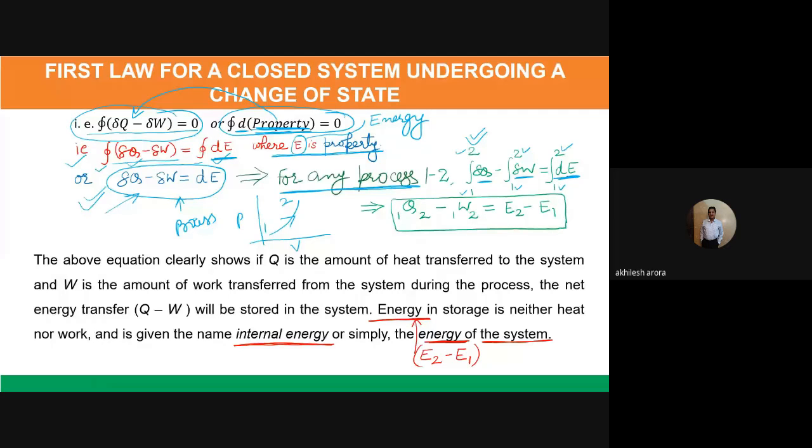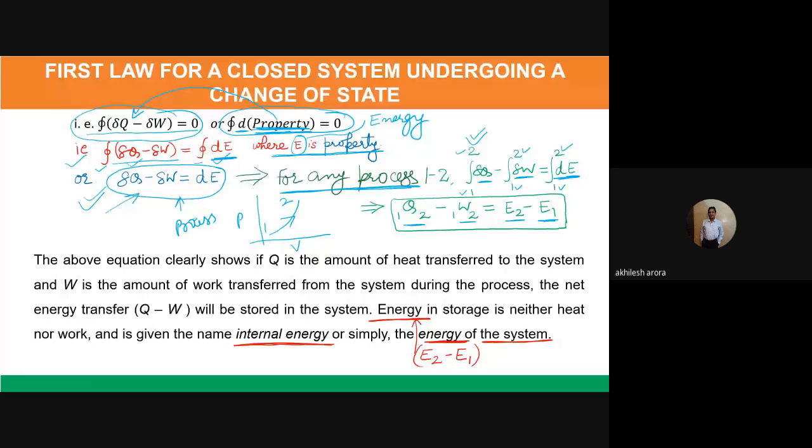So in the next line, I can write it as Q1 to 2 minus W1 to 2 is equal to E2 minus E1, because E is a property. I can always write E2 minus E1. Had it been a path function, then I could not have written it like E2 minus E1, but it is a property, and we have proved it just now that it is a property. So I am writing it as E2 minus E1.